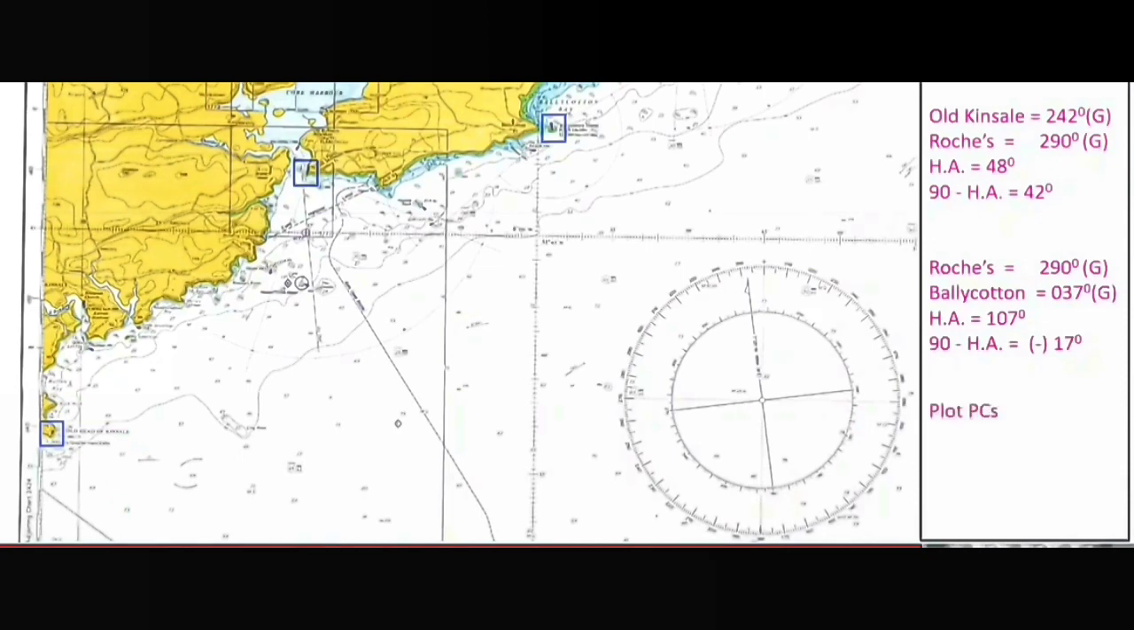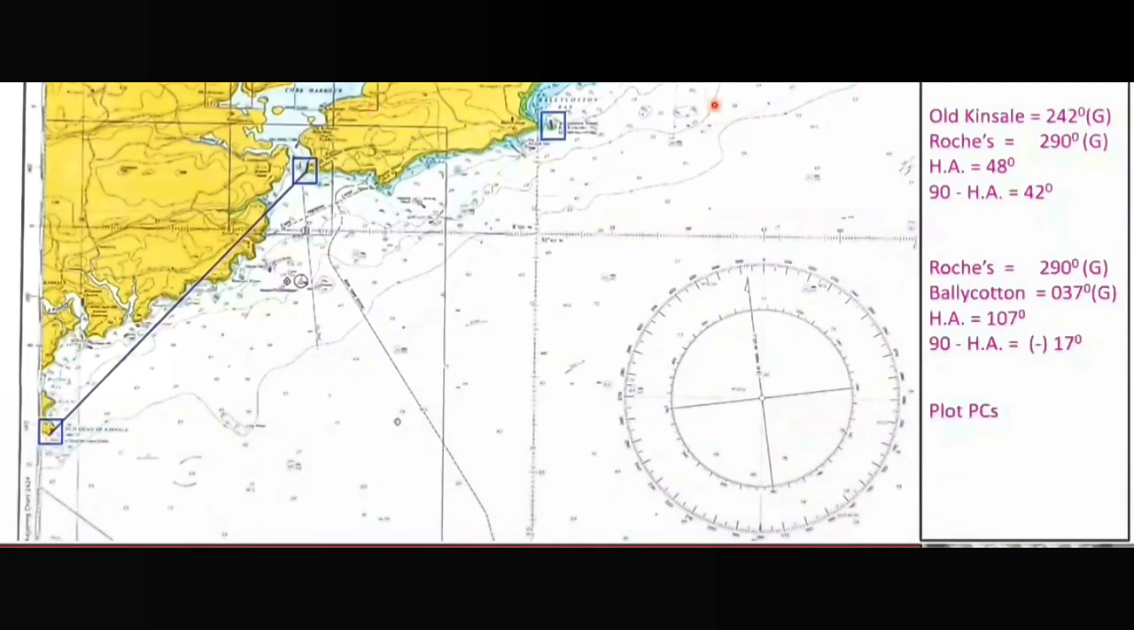Now we deploy the process that we have learned to draw the position circles. So first, for Roche's Point and Old Head of Kinsale, we draw the baseline. Now then we establish on which side of the baseline the vessel lies. In this case, this side is landmass. Obviously the ship would be on the sea side, so the vessel lies on this side of the baseline.